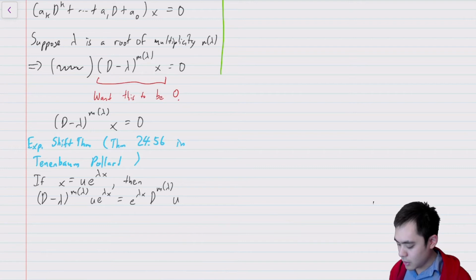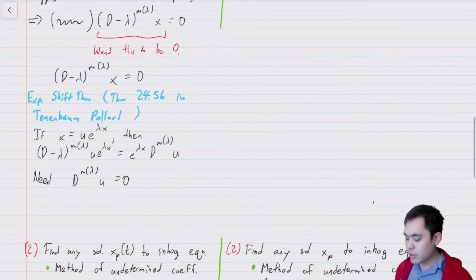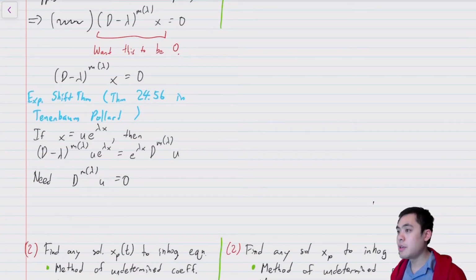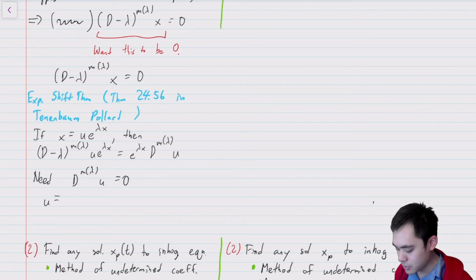Okay? And now that we've stated that, in order for this to be equal to 0, we need D to the m of lambda applied to u to be equal to 0. But here u can be any polynomial operator with any kth order differentiable function. So u is equal to, let's see, what constants haven't I used? Let's use c1.